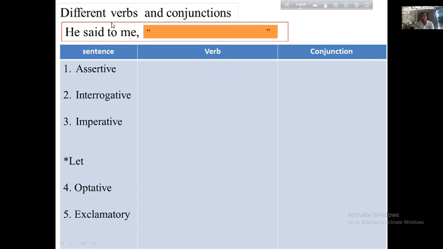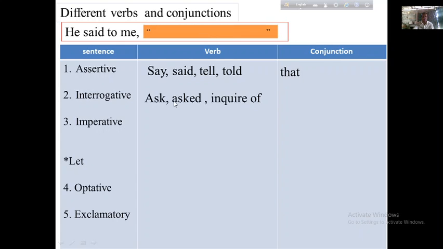Different verbs and different conjunctions. At the time of changing sentences from direct to indirect narration, we need some different verbs and conjunctions. We use these verbs and conjunctions according to the reported speech, because we know there are 5 kinds of sentences in the reported speech. If the reported speech is an assertive sentence, then we will use as a verb say, said, tell, told, and as a conjunction that. If the reported speech is an interrogative sentence, then we will use ask, asked, inquired of, and as a conjunction if or a WH question word.